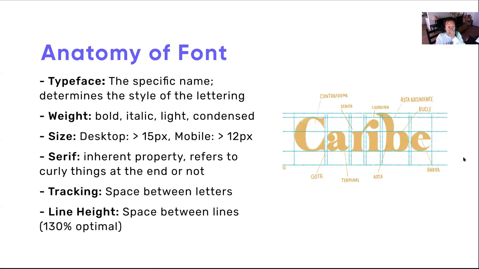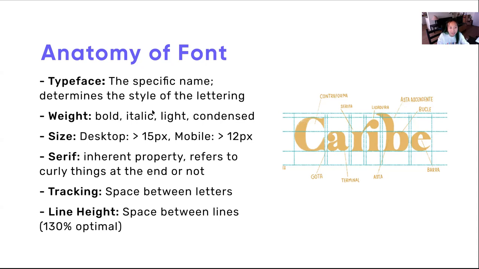So the typeface of a font is basically the name of the font. So for example, in Google Docs, the default typeface is Arial. Times New Roman is another popular one, Comic Sans, which I hope you never touch. And on the right here, we have this font. I think it's probably called Carib. I'm not really sure what these mean, but we can just ignore it for now and pretend.